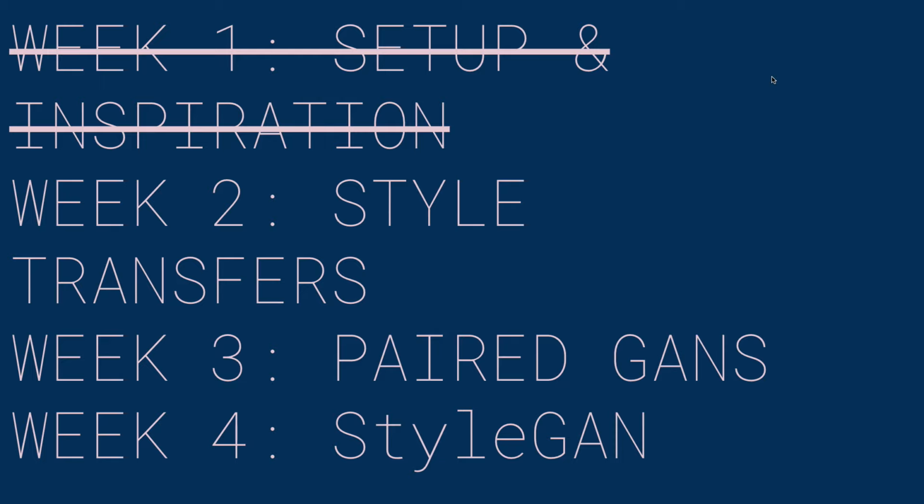Here's where we are for the class. Last week we talked a lot about inspiration. We did a little bit of setup. This week we're going to do style transfers. Week 3 is going to be paired GANs, which is some of the segmentation stuff I showed you, some of the next frame prediction, and CycleGAN.